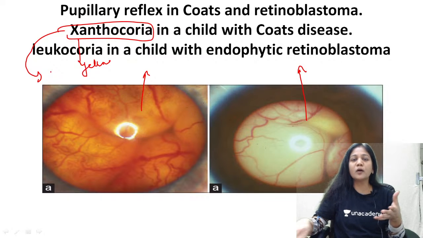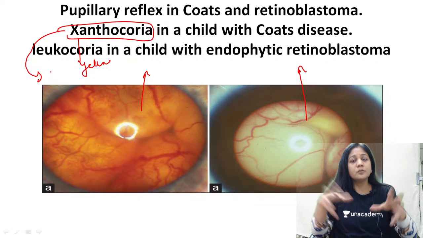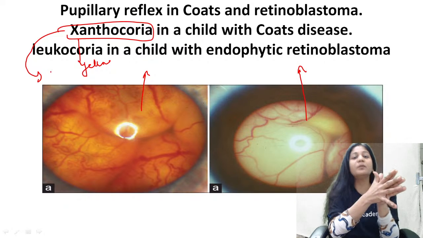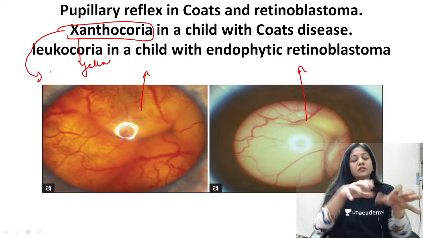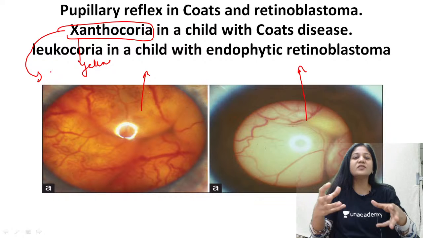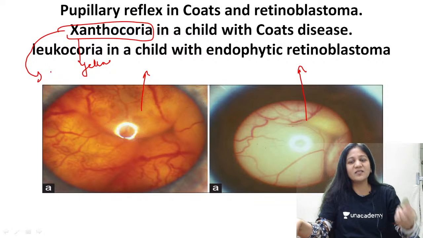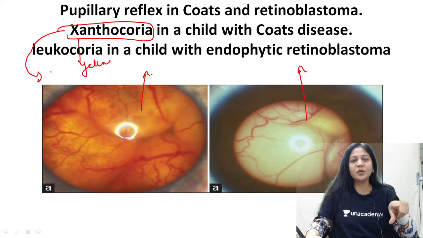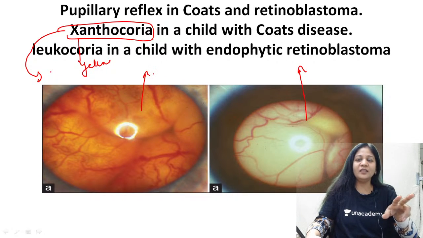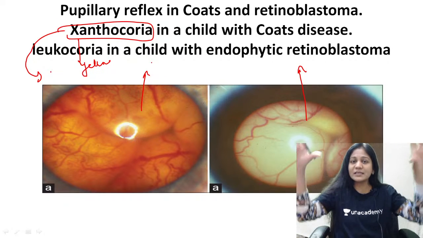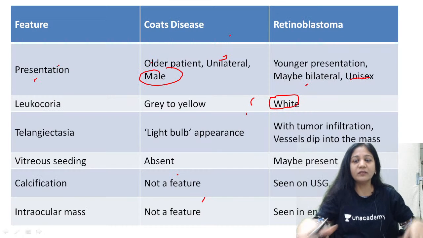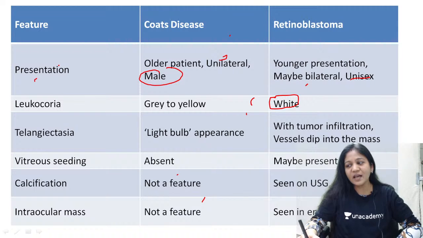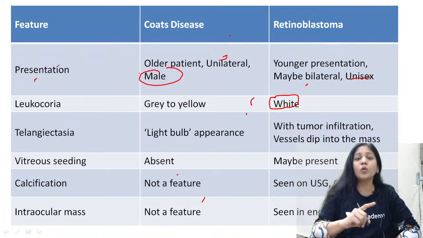Now this happens because of exudative RD. Because of massive exudation, you have exudative RD and this is coming to just behind your lens. It's a massive exudation and that gives you a yellowish kind of appearance. That is why we say xanthocoria. So please remember, it is xanthocoria in Coats disease and leukocoria in retinoblastomas. But yes, it is an umbrella term. You can cover everything in leukocoria, right? But if xanthocoria is asked to you, please say it is for Coats disease.